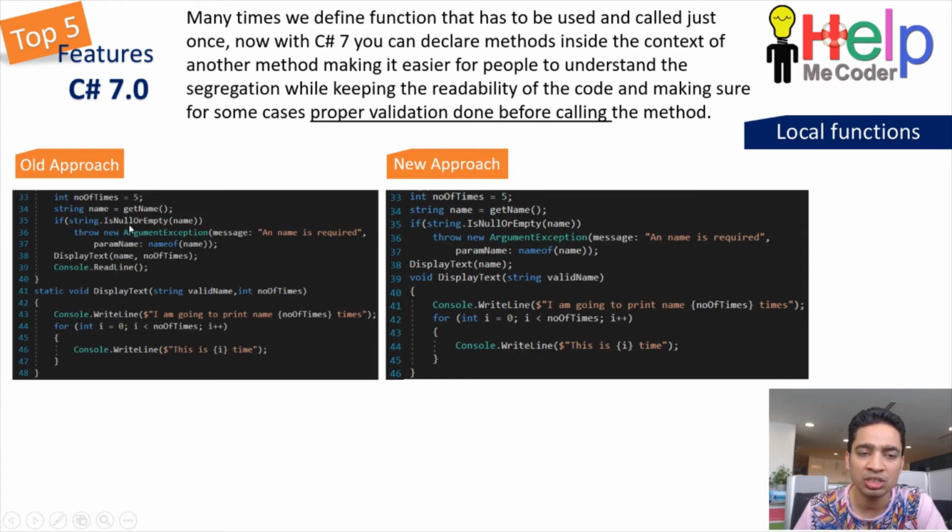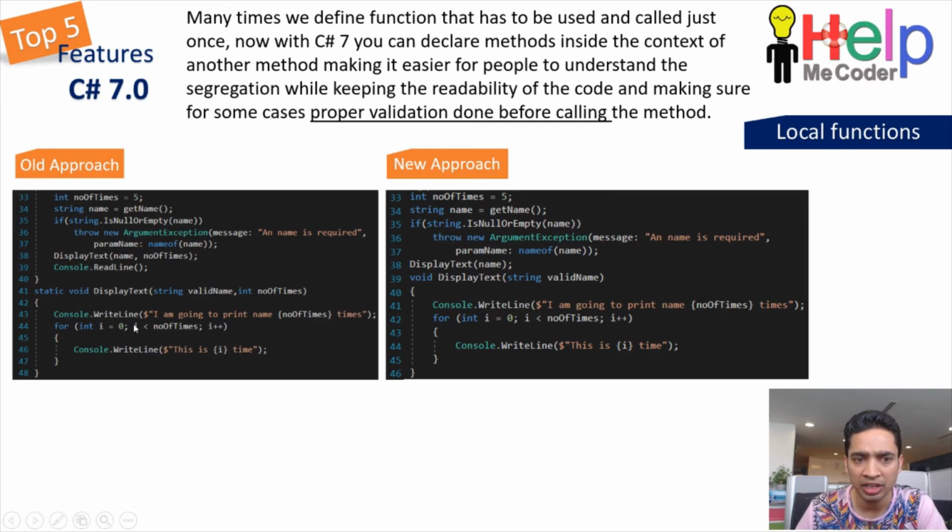Here it checks whether this name is empty or not. If it is empty, it throws an argument exception that a name is required. If it is not empty, it comes to this method, where it sends the name and how many times I want to display it. Then it goes to the display text and displays it that many times. As this method lies outside of the calling method, we may have an issue when it gets called from some other place that doesn't check for null or empty. So instead, we can include this method as part of the main method.